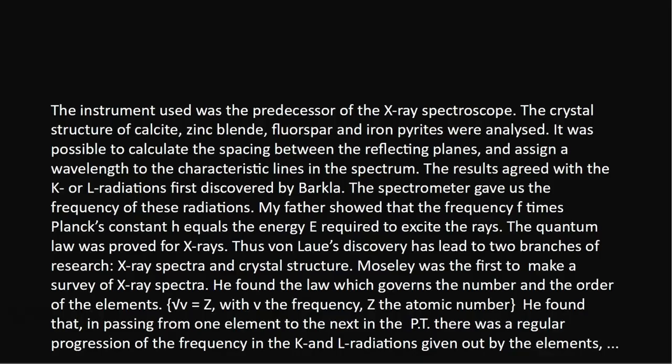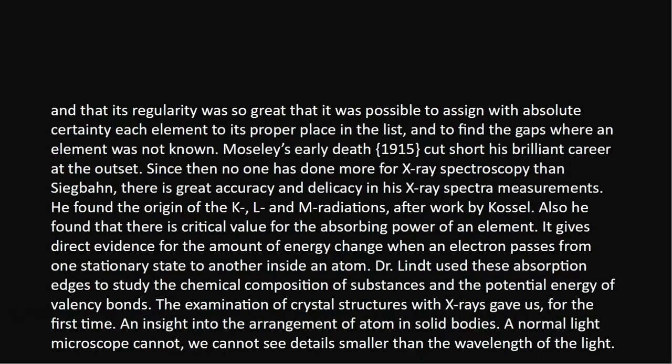He found that in passing from one element to another in the periodic table, there was a regular progression of the frequency in the K and L radiations given out by the elements, and that its frequency was so great that it was possible to assign with absolute certainty each element to its proper place in the list, and to fill the gaps where an element was not known. Moseley's early death in 1915 cut short his brilliant career at the outset.